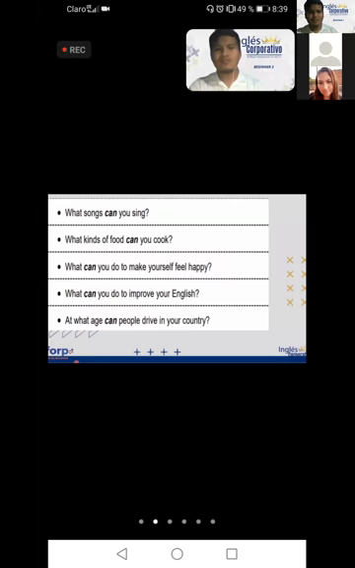Teacher, en la 2 lo vamos a formular de la siguiente forma, donde comenzamos con el modal verb. ¿Cuál es la indicación? Like, for example, if you have the question, what songs can you sing? You're going to say, you can sing, and a complement. Yeah, right. You just have to remember the formula that you need to follow for positive sentences. That's it. Okay. Thank you, teacher.